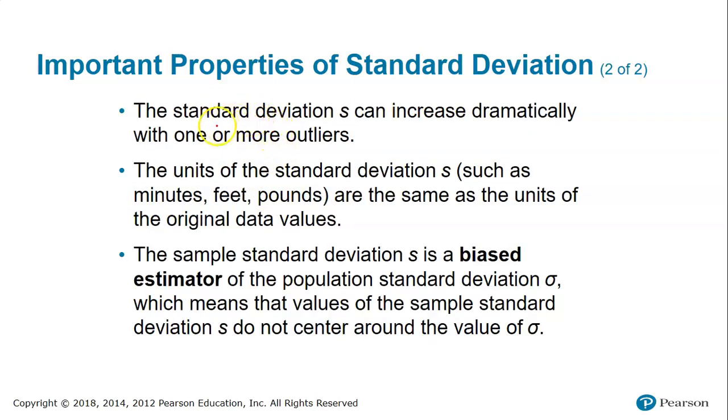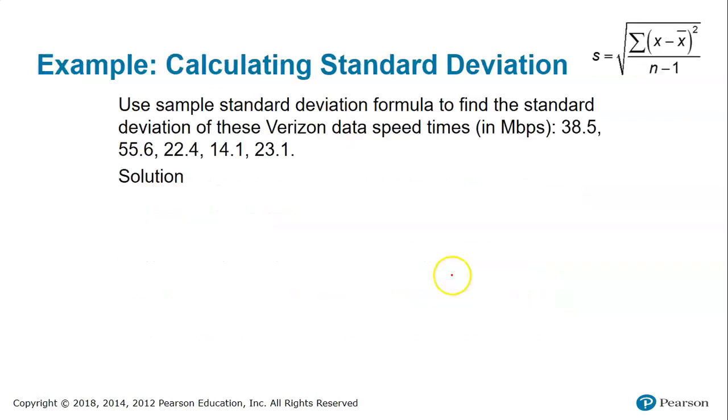Okay, standard deviation can increase dramatically with outliers, and the units of your standard deviation is the same as the units of your data set, so you're not going to see any difference there. And our sample standard deviation S is actually considered to be a biased estimator of the population standard deviation, and we'll talk a lot more about that in chapter 6, but just know that S is considered a biased estimator.